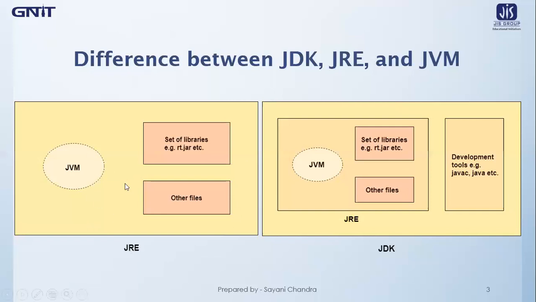This JRE actually contains the JVM, and apart from JVM, JRE also contains a set of libraries. Here we can see some libraries, and some other files are also contained in the JRE, which are needed by the JVM in order to execute a .class file. So JRE basically is the container for JVM and some set of libraries and other files which are needed by JVM.